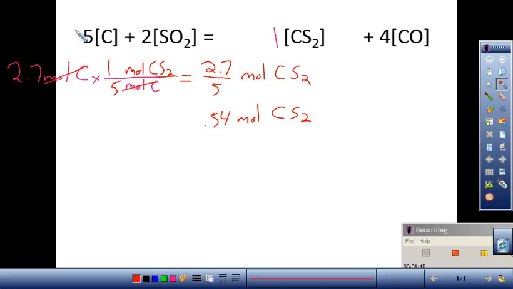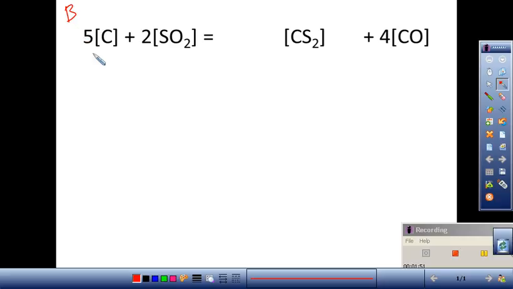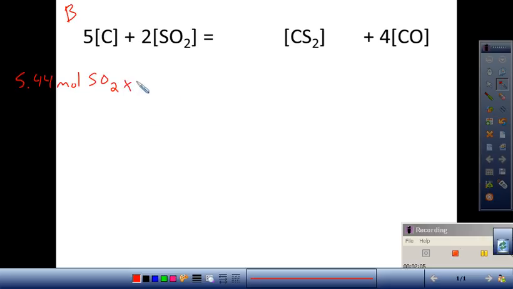Alright, letter B. Starting off with 5.44 moles SO2. So I don't want moles of SO2, so I'm going to take these units and put them down there. Now what can I put on the top? Well, the question says how many moles of carbon do I want? So I can go directly from moles of one thing to moles of another. So I'm looking to go to moles of carbon, so I'll put that on top.